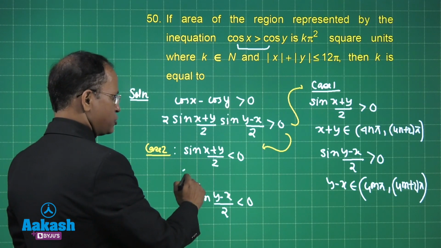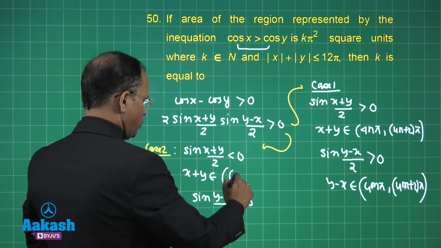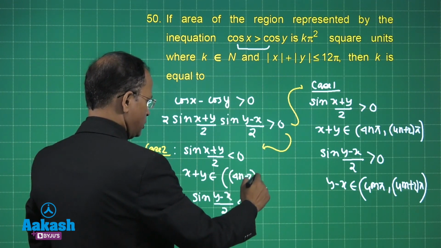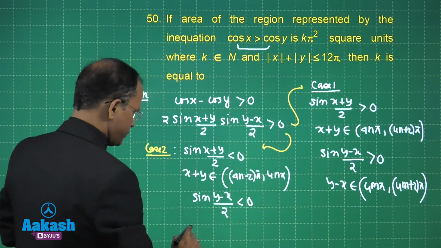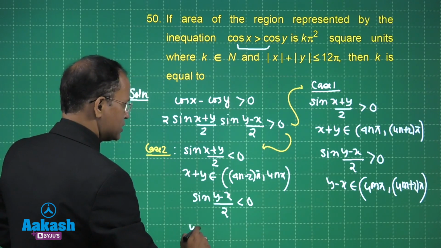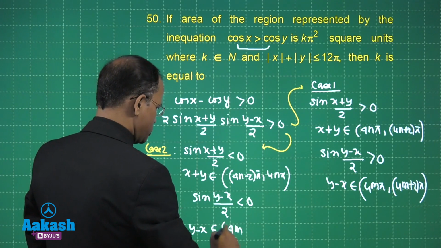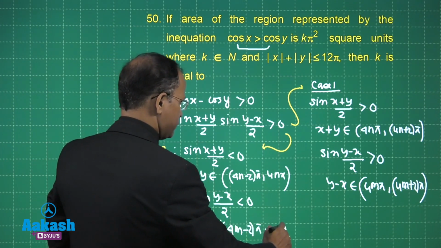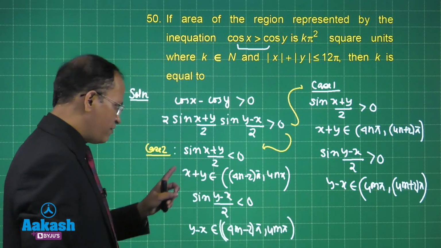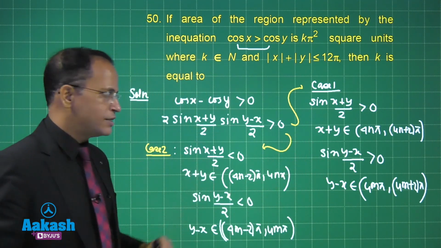That means x plus y, this belongs to what? This belongs to (4n minus 2) pi comma 4n pi, right? This is what we have. Or y minus x, this is belonging to again (4m minus 2) pi comma 4m pi, right? This is what we have. Now you see, we have x plus y, we have y minus x, and y minus and x plus y. These are the 4 cases we have.